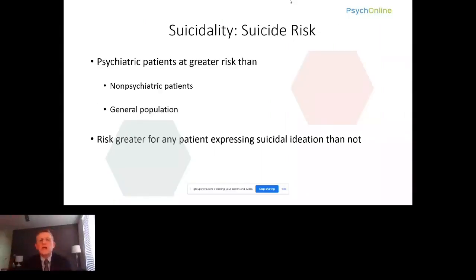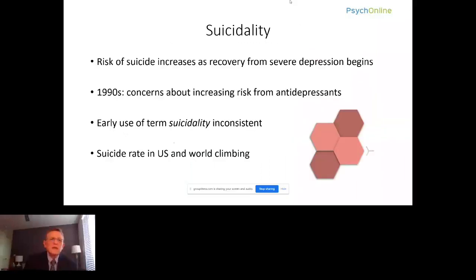Now, finally, we're going to talk about suicidality. We know in terms of suicide risk that psychiatric patients in general are at greater risk than non-psychiatric medical patients and the general population, patients and non-patients. We know that the risk is greater for any patient expressing suicidal ideation than those who don't. The old saying that people who talk about it don't do it, as we know, is false. The risk of suicide increases as recovery from severe depression begins.